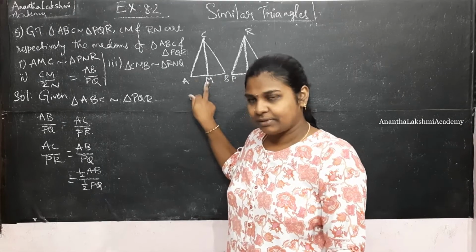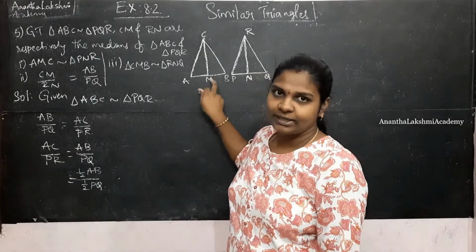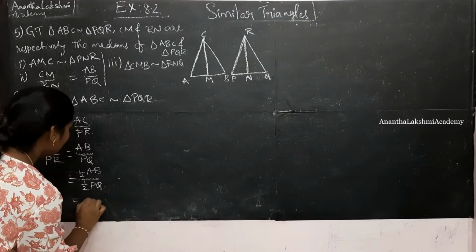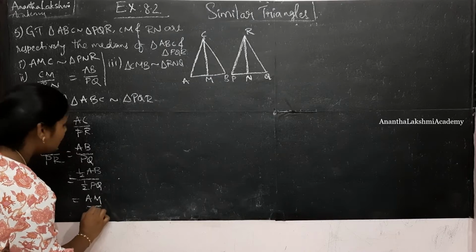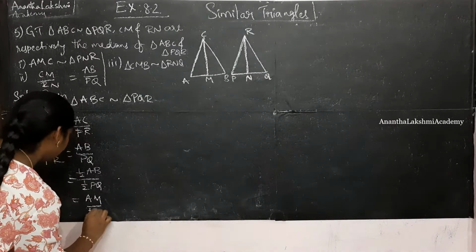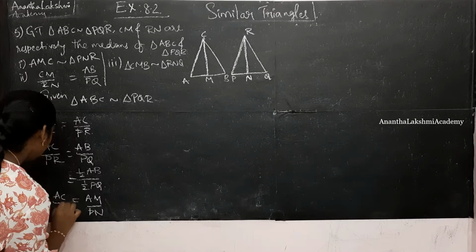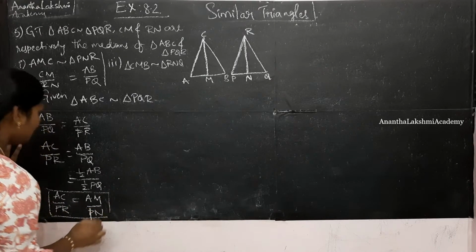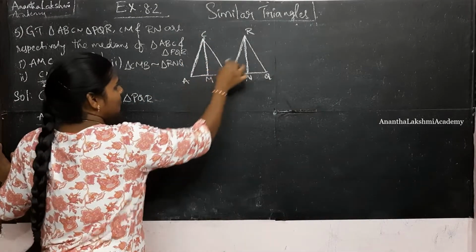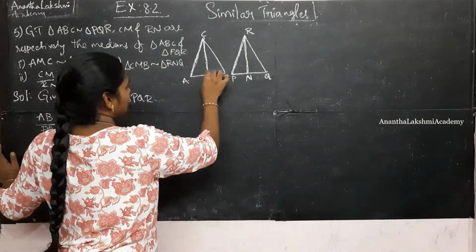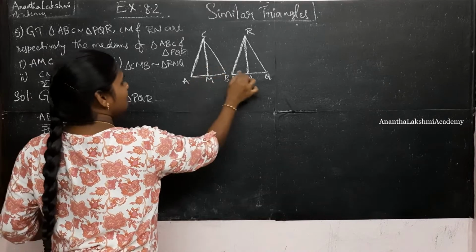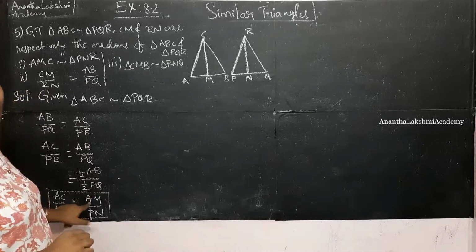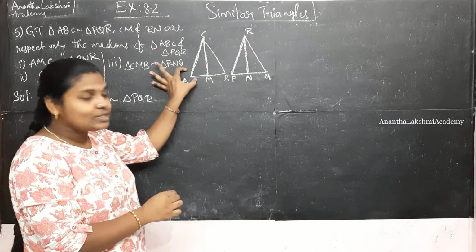Can I write it? Because as I told you, this is a midpoint. So this can be written as half AB as AM and half PQ as PN. So AC by PR is equal to AM by PN. When two sides ratios are equal, the enclosed angle is equal.